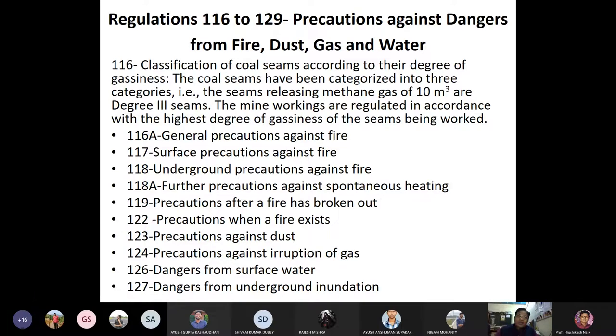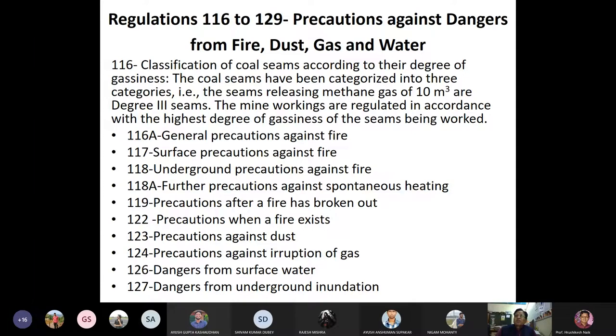These are the different sections, 116 to 129, various sections under the coal mines regulation, which define the precautions to be taken to guard against the dangers out of coal mine fire, the danger out of coal mine dust, and the danger from the coal mining gases: methane gas, carbon monoxide gas, H2 gas, different types of gases that may be emitted in the mining environment. So what precautions you have to take so that these gases will not harm the people who are working inside the mine.